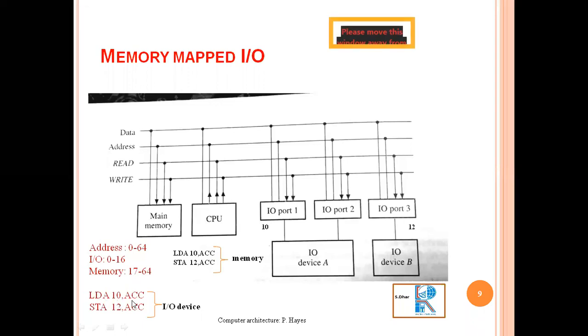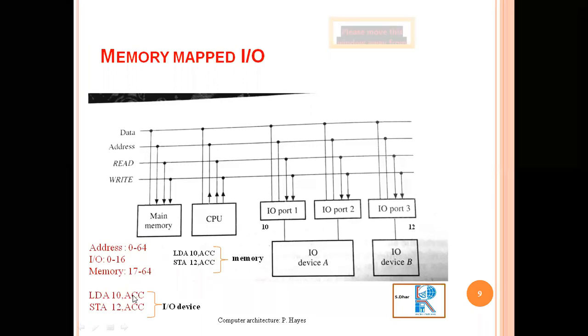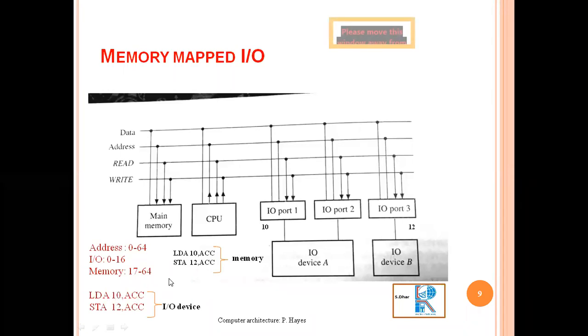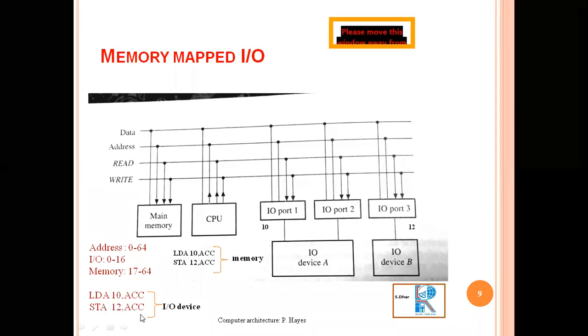LDA 10, accumulator. That means the CPU is instructed to load the accumulator from address 10. Data will be transferred from the address 10 to the accumulator. Now what is the address 10? Address 10 is within 0 to 16. That means obviously the processor will understand that this is actually a port number. See here, address number 10 is connected with a port. Clear?